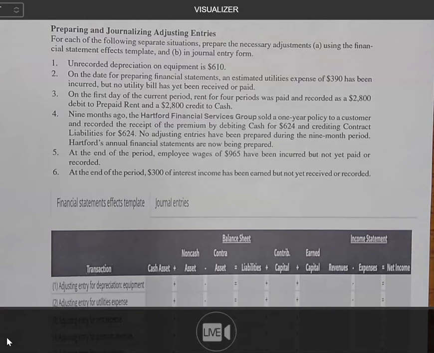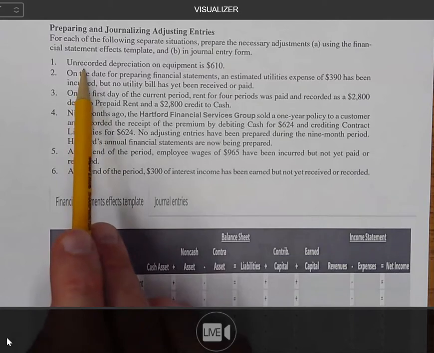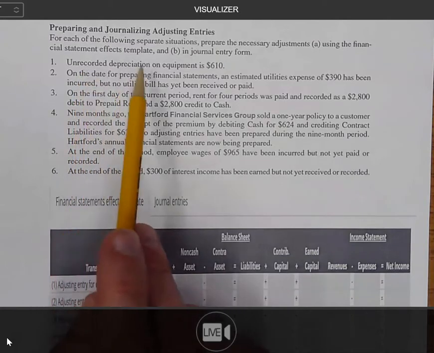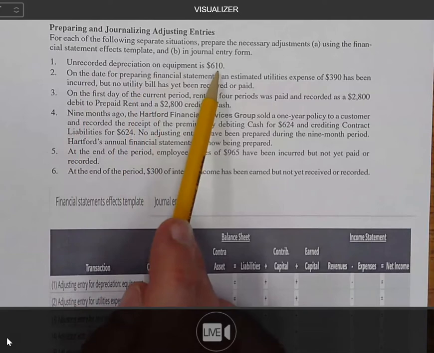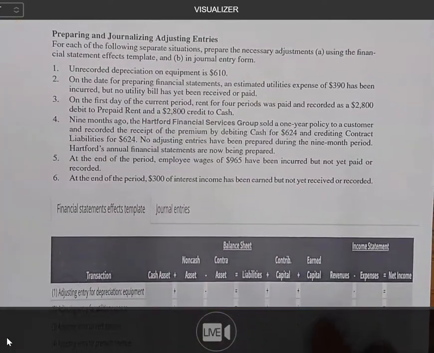I will probably, due to space, have to move the page up and down a little bit, and hopefully that doesn't bother us too much. So number one says unrecorded depreciation on equipment is $610. I'm kind of glad they started off with depreciation, because depreciation is always an adjusting entry.